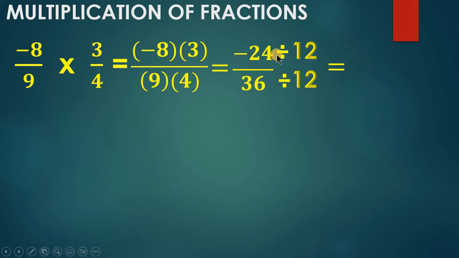So, negative 24 divide by 12, so we have negative 2. Then, 36 divide by 12, so that is 3. So, the final answer is negative 2 all over 3, or pwede natin gawing negative 2 all over 3. Ayan. So, that is the answer.